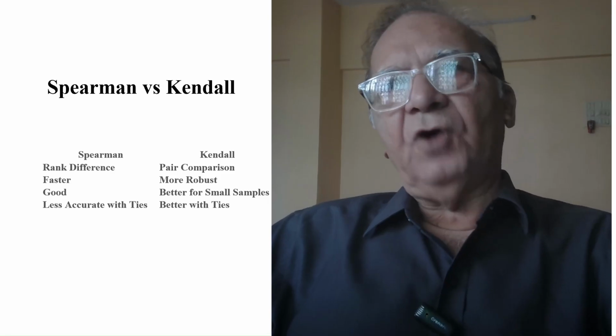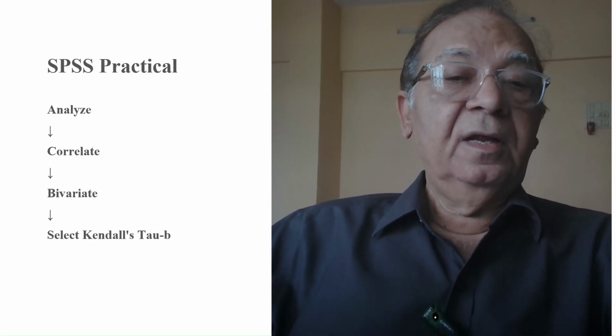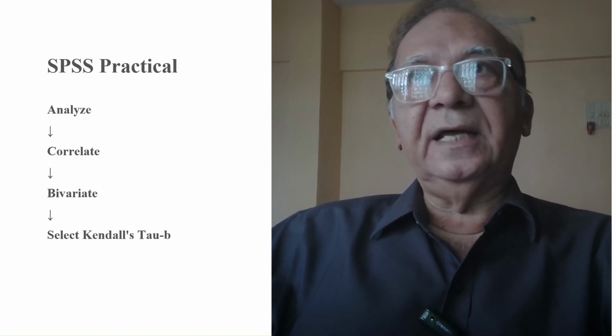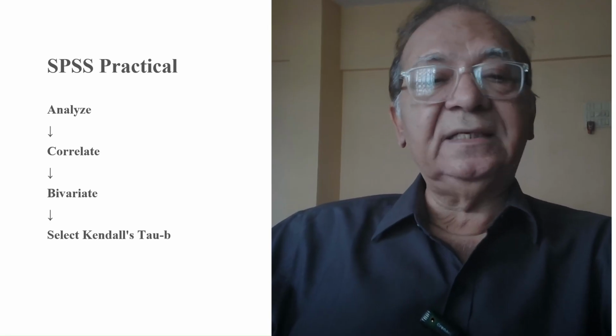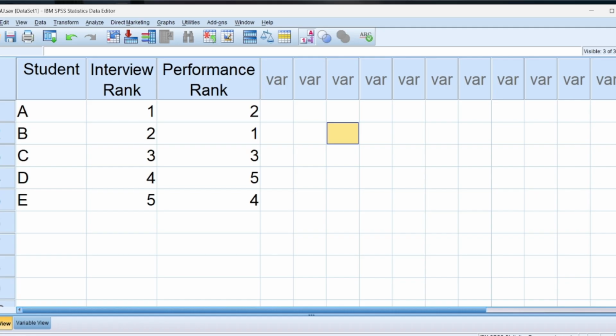Now let us perform Kendall's Tau in SPSS. Navigate to Analyze, then Correlate, then Bivariate. Select Kendall's Tau-b and run the analysis. I have already started SPSS and there are 5 students: A, B, C, D, E. Their interview ranks are 1, 2, 3, 4, 5. However, their performance ranks are 2, 1, 3, 5, 4.